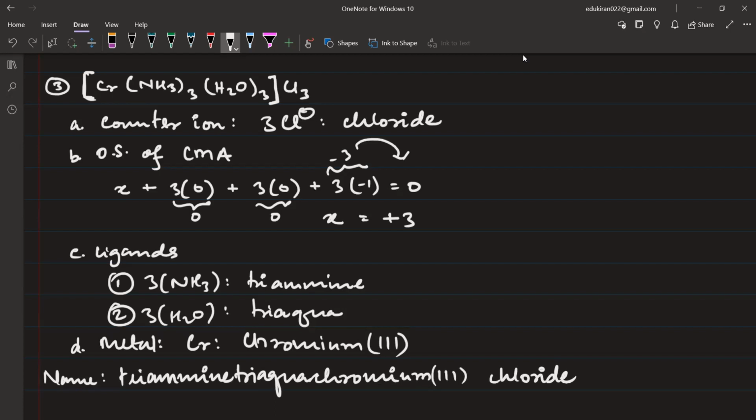Write this down. Yes, Aisha, correct. Very good. Matthew, ligand first and then the central metal atom. Okay, you did it the other way around. Yeah.